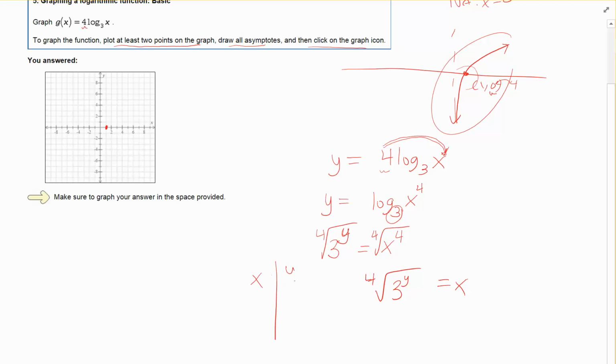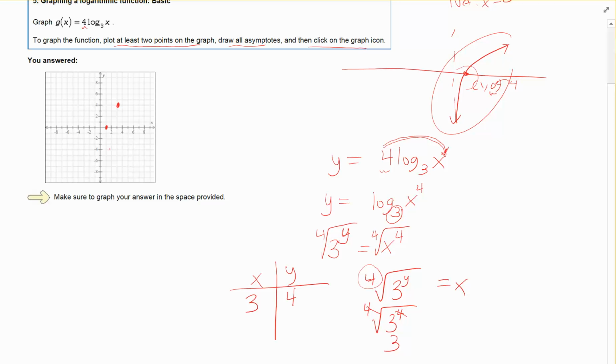Make a table of values, plug in for the y, and make it easy so that you can solve quickly. So since I have a 4th root, if I make y match the root, it's a very easy one to solve. The 4th root of 3 to the 4th is just 3. So I have a second ordered pair at 3, 4 that I can plot.